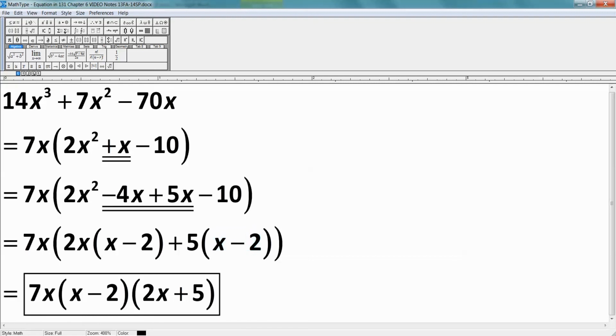Notice how the parentheses are the same. Good, you need them to be the same, otherwise you're in trouble, right? So you keep writing your 2x in front, and then you write your x minus 2 because you're factoring that out. That'll leave you a 2x in this term. When you take the x minus 2 out, that's all that's left there. And then the 5 in this term. And there you go.